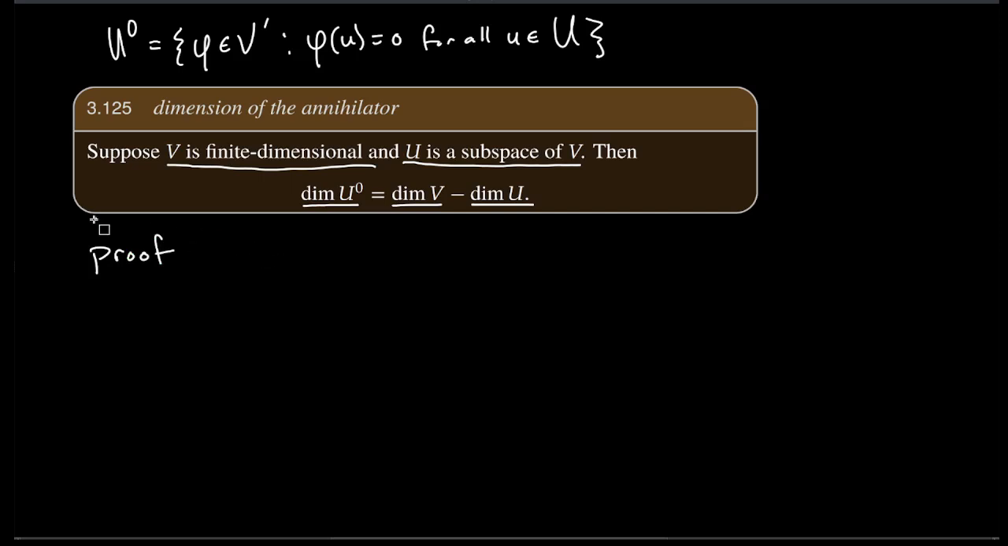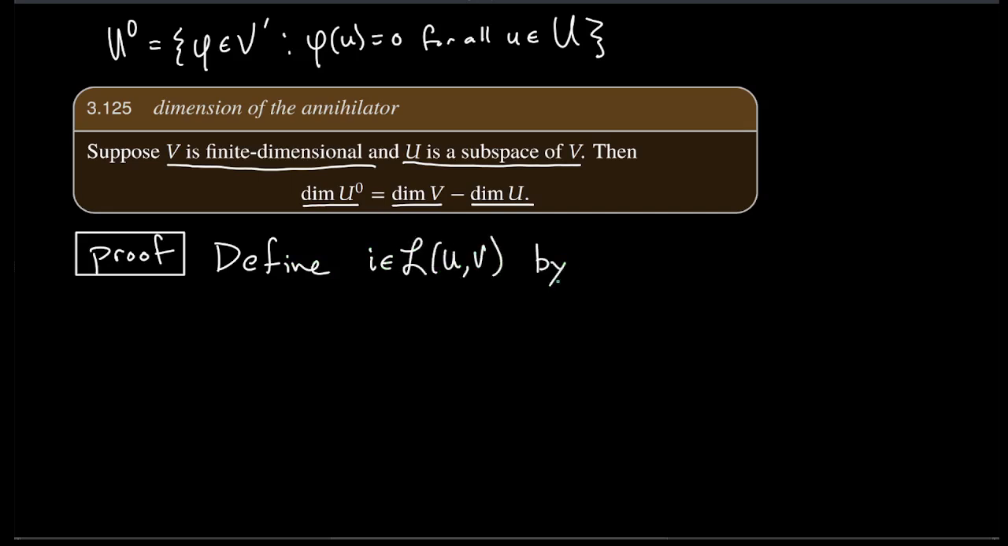All right, proof. Here's the gist. Define I in L(U, V) by, and this is going to seem weird, I(u) = u. Why am I calling it I? I'm calling it I because it's just inclusion.